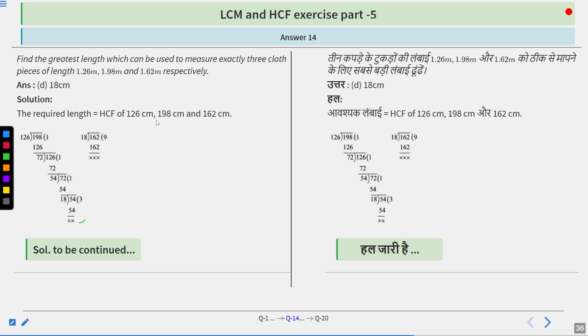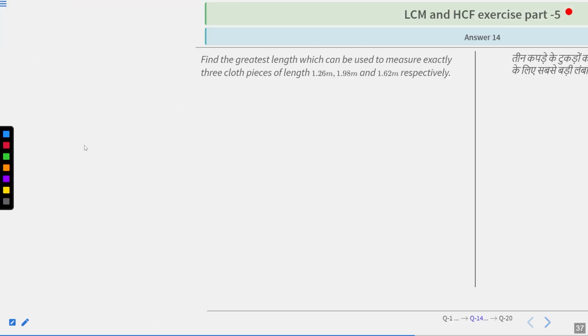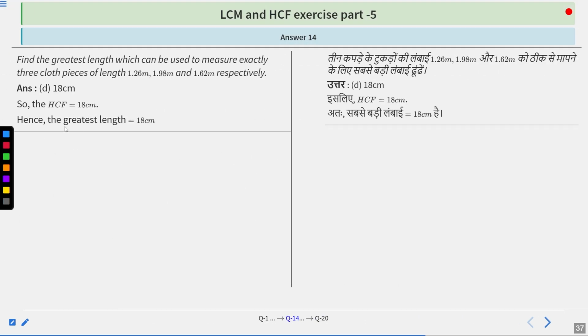So to check this, we will check if 162 can also be divided by 18 or not. So 18 can divide 162 by 9. So remainder is also 0. That means our HCF is 18. That means the greatest length which can be measured is 18 centimeter. Option number D is the correct answer.